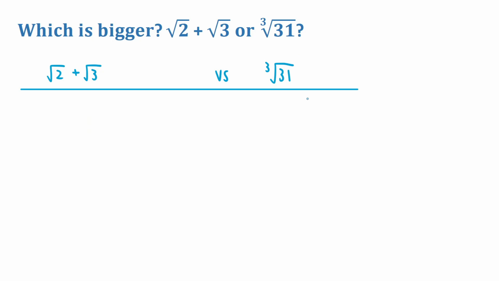So today I want to talk about a fairly interesting comparison. On one side, we have square root of 2 plus square root of 3, and we're comparing this with cube root of 31 for which expression is greater overall.